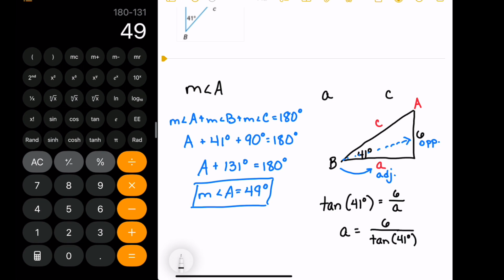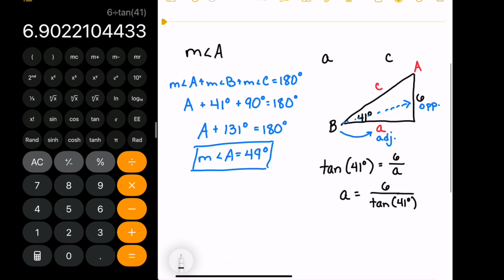Now, since side B was 6, I'm expecting my answer to be somewhere in the neighborhood of 6. If I get an answer that's like 0.3 or if I get an answer that's 200, I suspect I'll have done something wrong. But I expect an answer that's in the neighborhood of 6, meaning between like 3 and 15, for example. So let's do 6 divided by tangent of 41, and I get 6.9, which I think makes sense in the context of the problem. So side A, we're just going to round and say it's about 6.9.